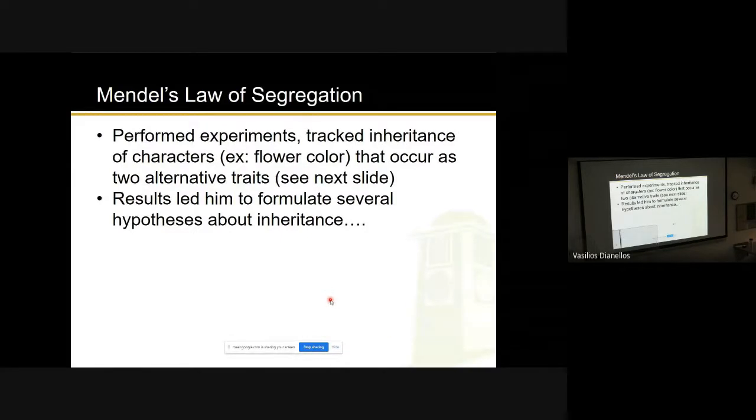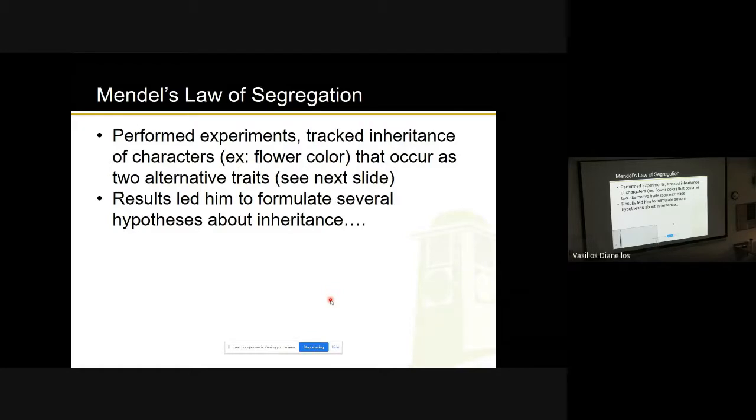And this first slide is kind of like an introduction. We're not getting into the important stuff yet, just easing you into it. Mendel performed experiments in which he tracked the inheritance of characters, for example, flower color, and that's the one we're going to keep going back to, even though there's a bunch of different things he did, that occur as two alternative traits. So nothing new there, right? That bullet point is to remind you of stuff I've already told you.